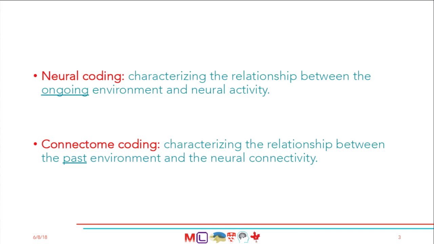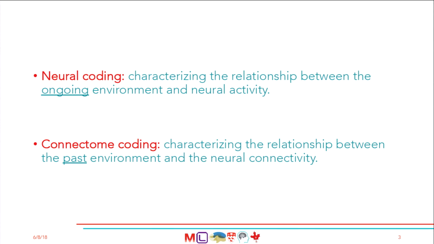Before we talk about connectome coding, I just quickly want to talk about a simpler case, which is neural coding. Neural coding is the act of trying to characterize the relationship between some neural activity and the environment. In other words, you apply some stimulus and you perceive a response, and trying to understand the relationship between these is this action.